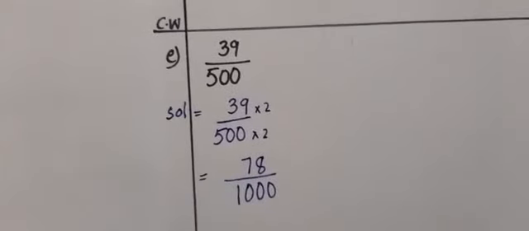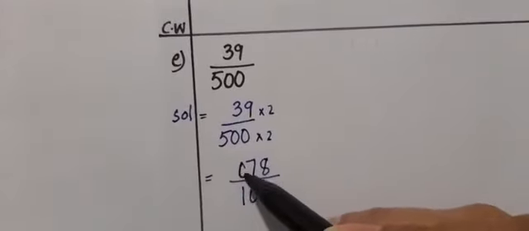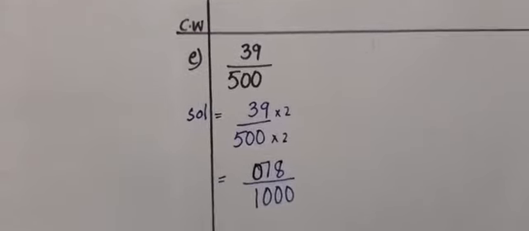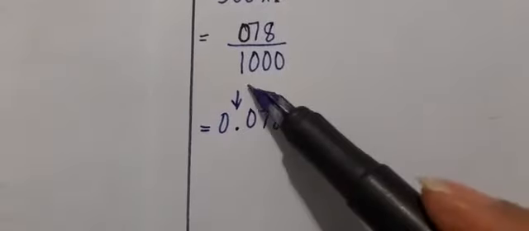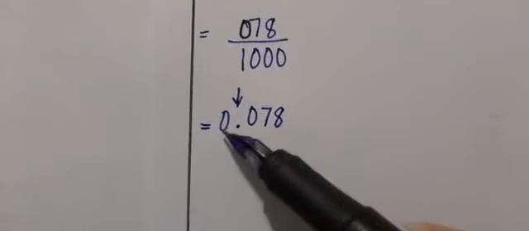Now you can see there are 3 zeros but 2 digits. So what I have to do, I have to make this 3 digits as well. So I am writing a 0 before 78. So does the value of 78 change? No. 078 also means 78. So boys, this one is turned into the decimal point and there are 3 digits. So I have written 078 and I have placed 0 over here. This is our answer.